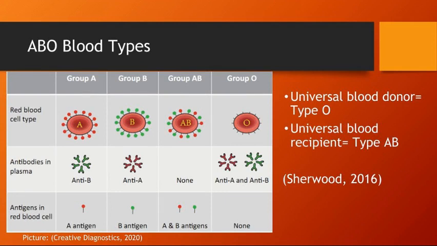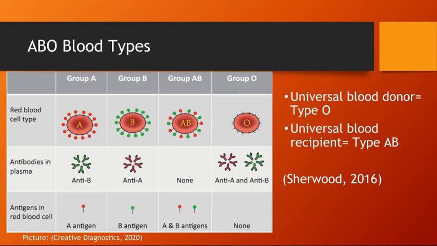There are 4 blood types in the ABO blood groups: type A, type B, type AB, and type O. The surface of the red blood cell has antigens which are inherited. A blood has A antigens, B blood has B antigens, AB blood has both antigens, and O blood has neither antigens on the surface of the red blood cell. A blood has anti-B antibodies, B blood has anti-A antibodies, AB blood has neither of these antibodies, and O blood has both anti-A and anti-B antibodies.